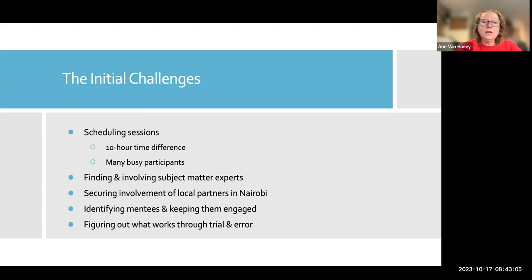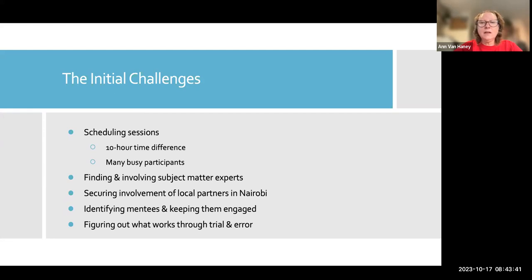Another challenge was that everyone was busy. Of course, these are people doing research administration activities across their organization. They are very busy, and getting buy-in from everyone to show that this was valuable, and very worthy of their time, was a challenge. Finding different subject matter experts, especially in Nairobi, was a bit of a challenge at first. And it was also a challenge to get local partners involved.